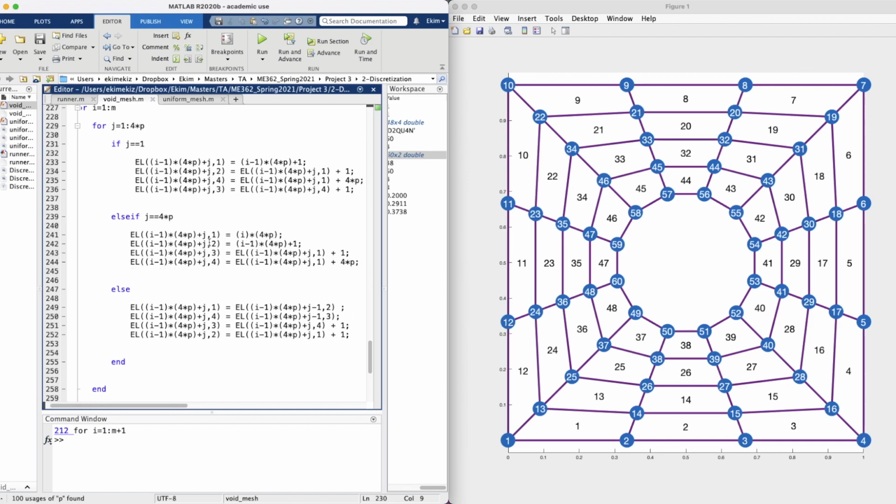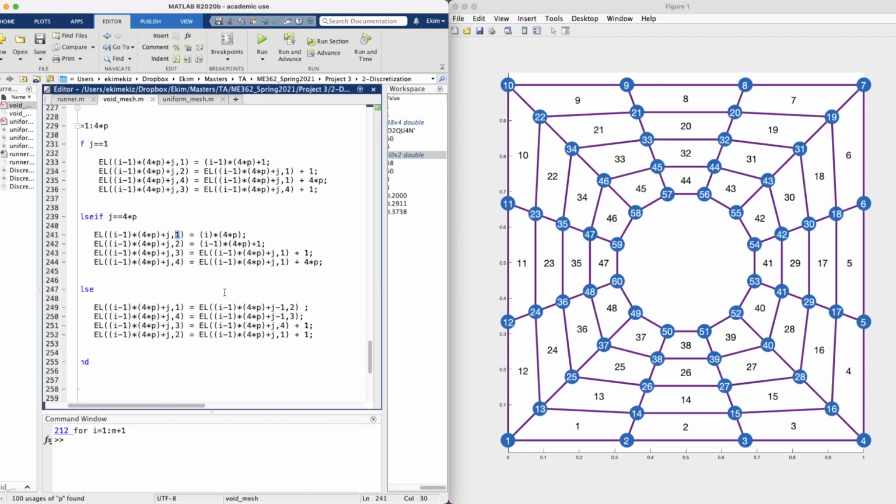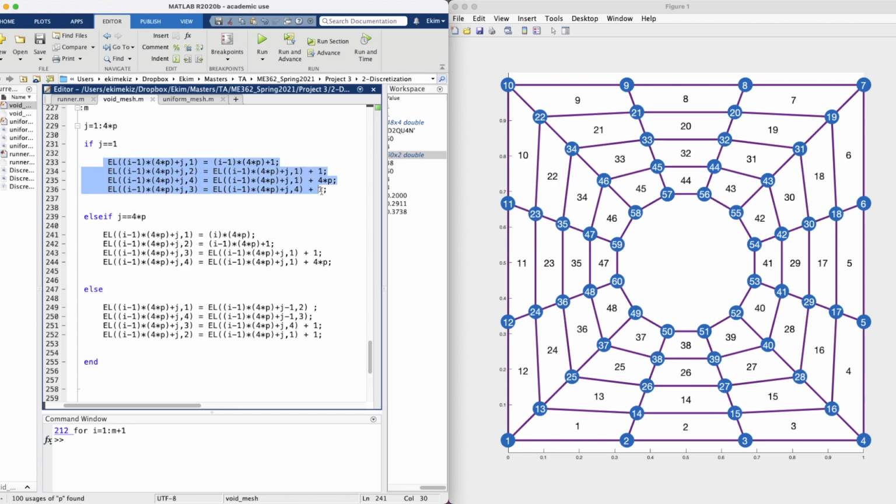So let's see. We take a look at our first node. And the first node is this one, right? So 1, 2, 3, 4. And for this one, it was 1, 2, 3, 4. It's the same as the uniform mesh. That's why I didn't really go into detail with these two.